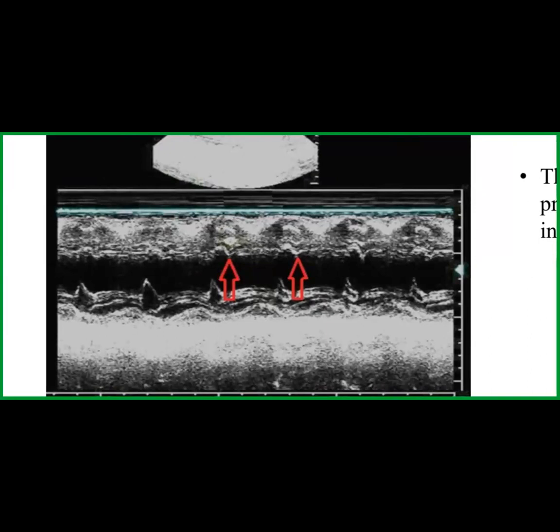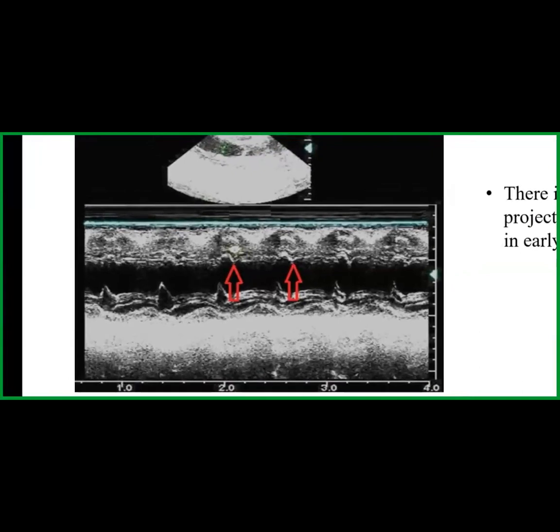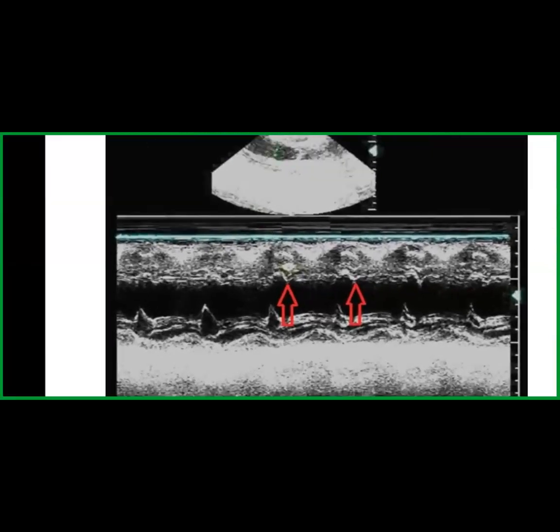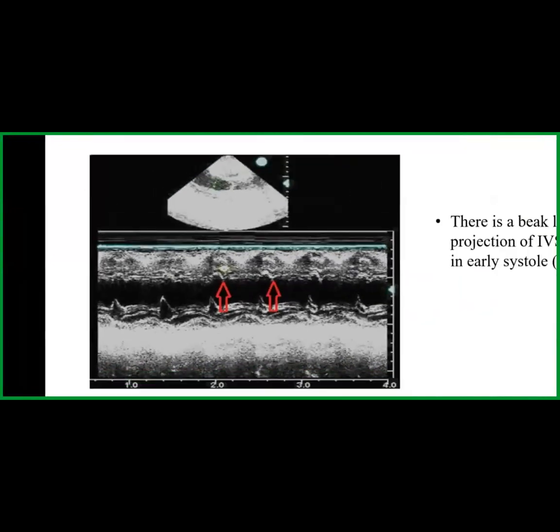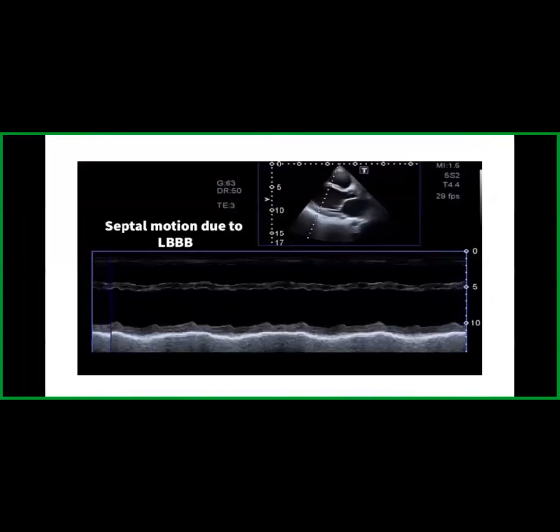Okay, the beak on the M mode tracing will be as a result of the quick jerk-like movement of the IVS towards the center and away from the center of the left ventricle, as is seen in the early and late stages of systole in M mode. So that itself will produce this beaking-like structure when we look at the motion of the IVS under an M mode scan.